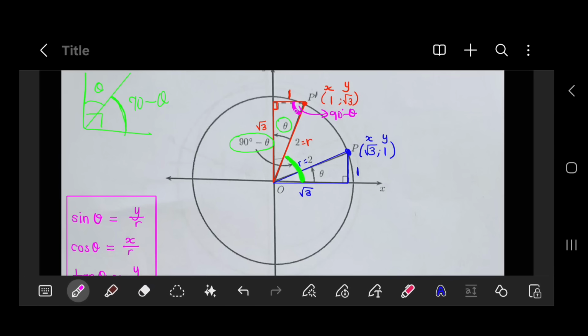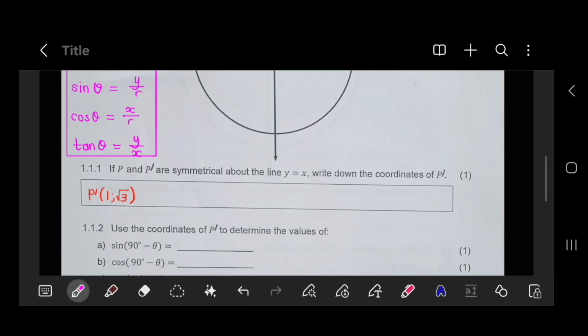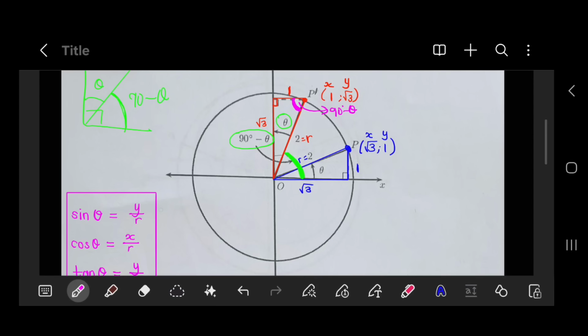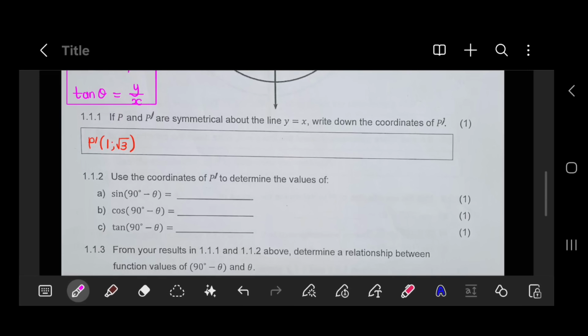Okay, so from this angle. Now the first one that they ask you for is sine of 90 minus theta. So you guys, sine is y over r. And in terms of this triangle, y is square root 3 and r is 2. So we know that value is going to be square root 3 over 2. Another way of doing this is saying that sine is opposite over hypotenuse. So in terms of this point, here is opposite, which is square root 3, and hypotenuse is r. So the answer for A is going to be square root 3 over 2.